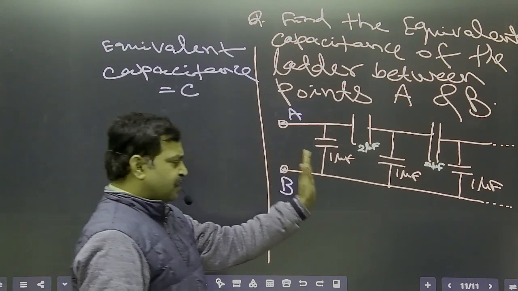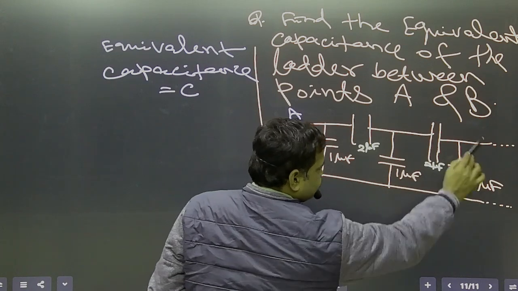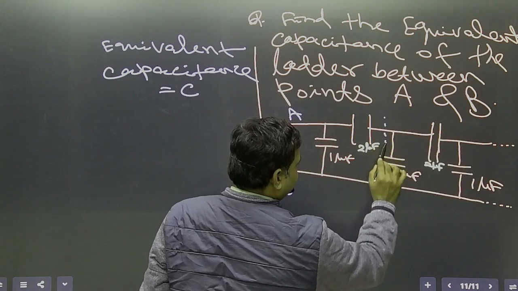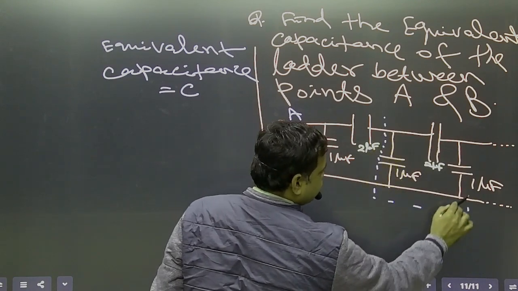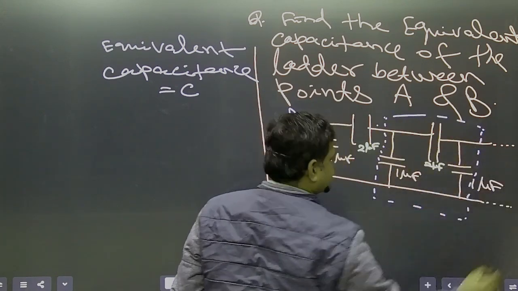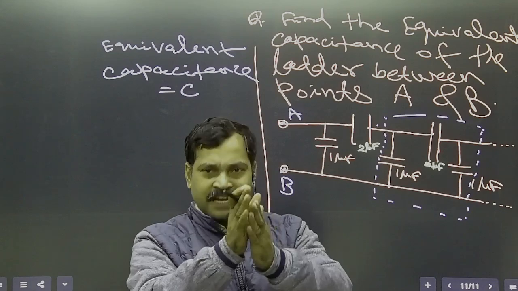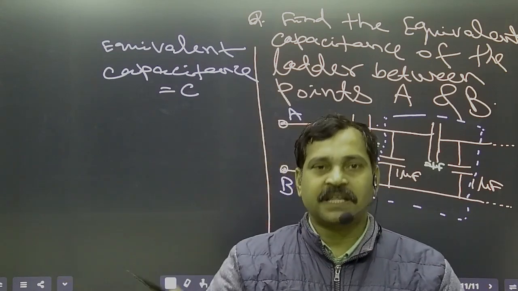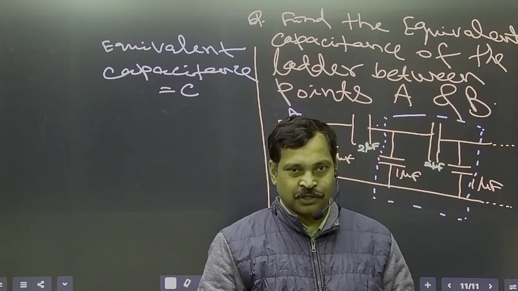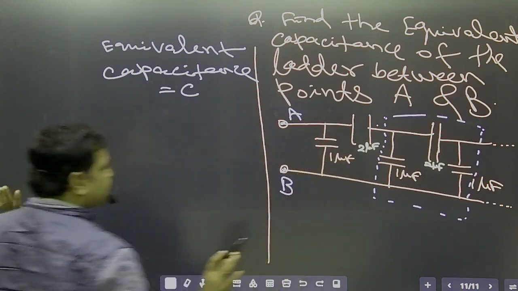In this question you can see this type of section. Suppose this is one section. Similar sections are connected in infinite number. So if we eliminate these sections, then the equivalent capacitance is not going to change. By that concept, we can simplify this question.